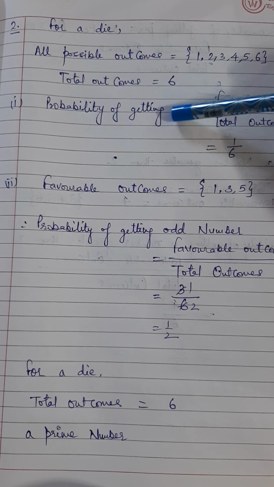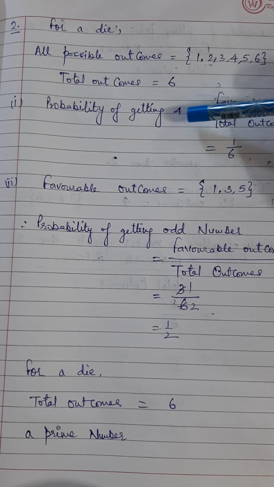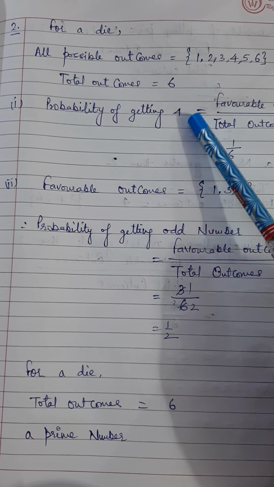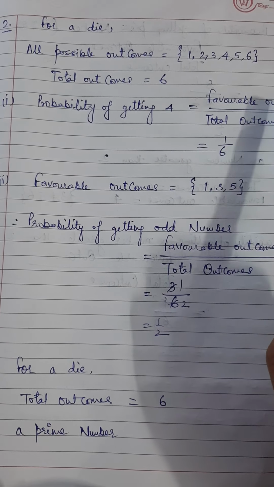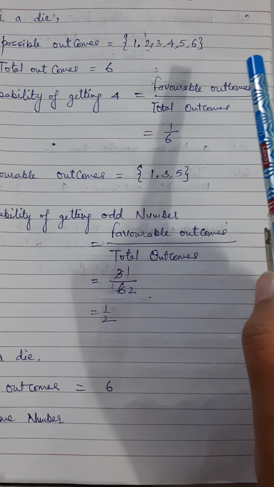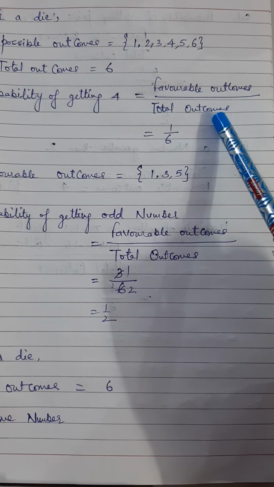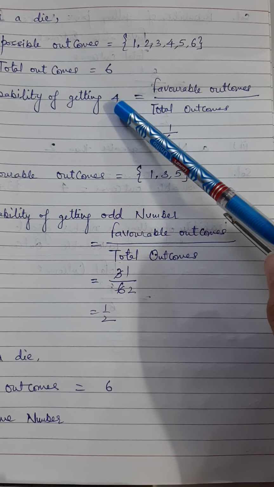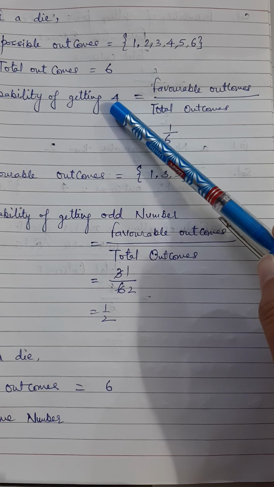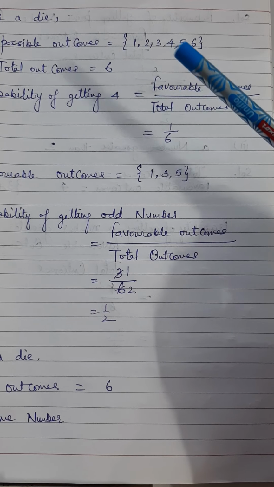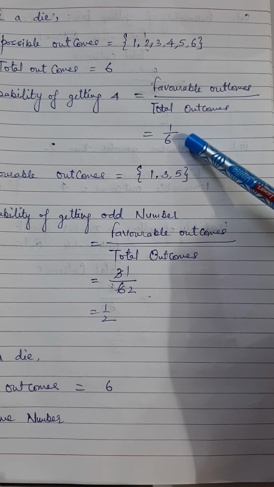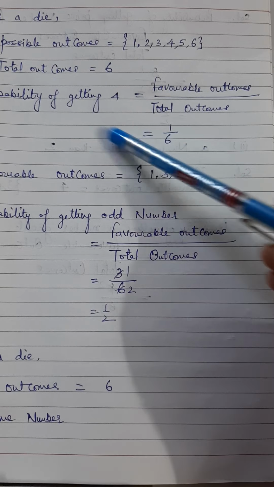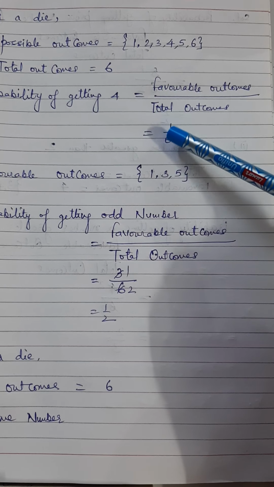And we have to find the probability of getting 4. We can get 4 one time only, right, on rolling a dice. So favorable outcomes is 1 and total outcomes is 6. So the probability of getting 4 is 1 upon 6.